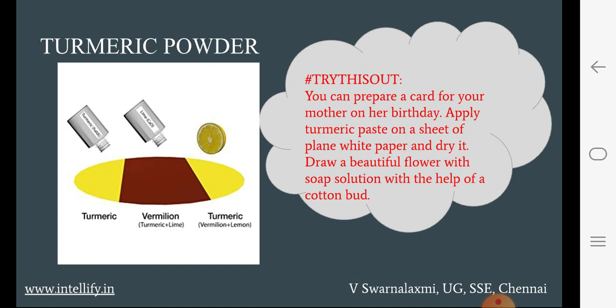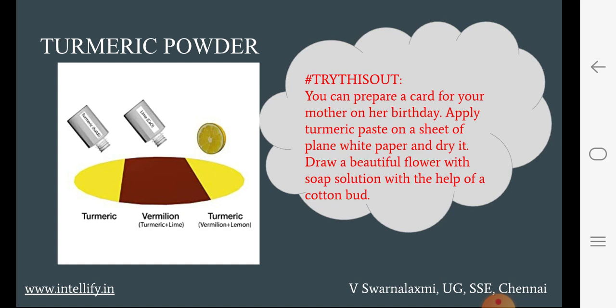So how can it be used as an indicator? Here's an activity. First, you hashtag try it out. You will surely find out what I am trying to say. What you have to do over here is, आपको एक कार्ड बनाना है मम्मी के लिए, भाई के लिए, जिसका भी बर्थडे आ रहा हो, पापा के लिए, उनके लिए कार्ड बनाना है.